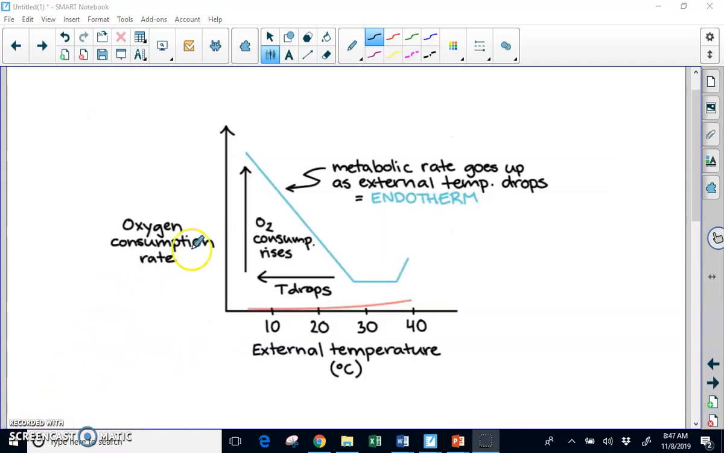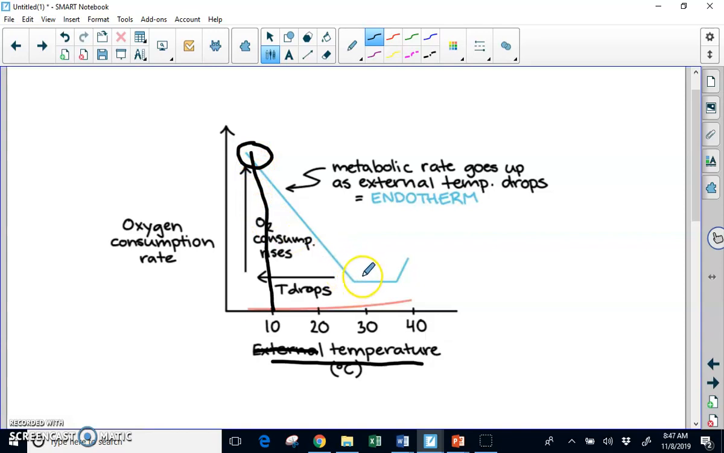This graph shows an endotherm, or the mouse in the previous example. It shows external temperature on the x-axis, and rate of oxygen consumption, which again is a measure of respiration or metabolic rate. We can see as the temperature increases, the metabolic rate or the rate of oxygen consumption decreases, because we don't need the heat to maintain our body temperature. But at cold temperatures, the rate of oxygen consumption is at its highest because we're using the heat released in respiration to maintain our body temperature.